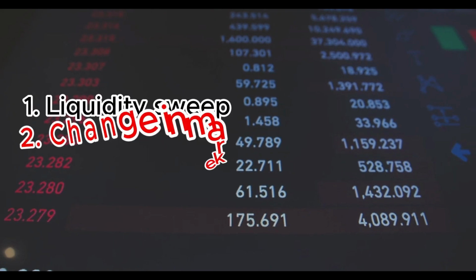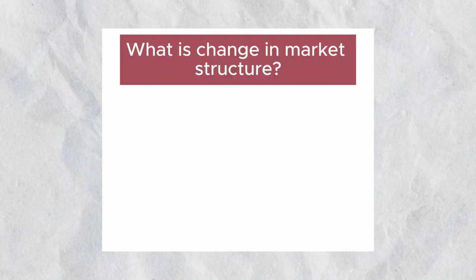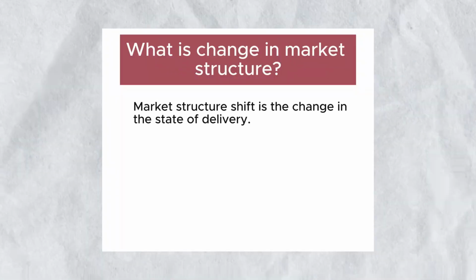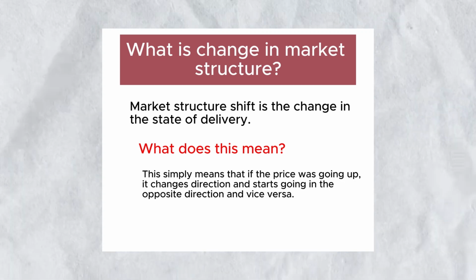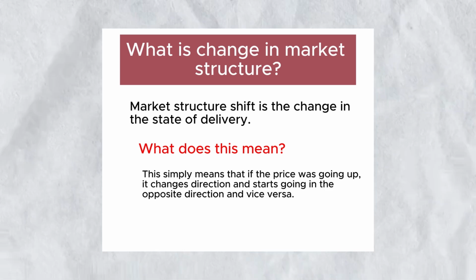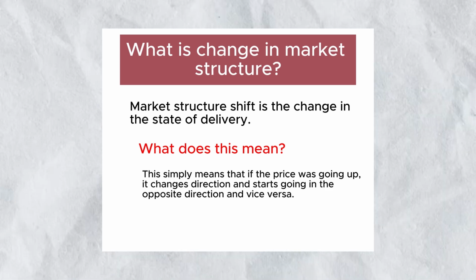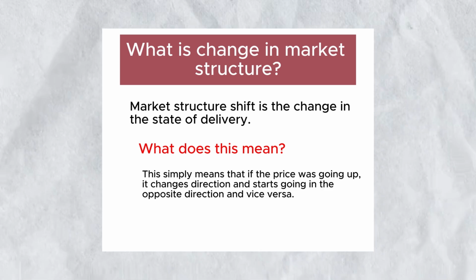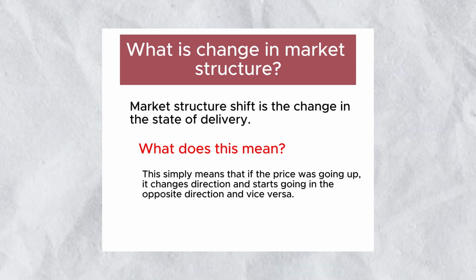The second part of our trading strategy is the change in market structure. So, what is change in market structure? Market structure change is the change in the state of delivery. So, this simply means that if the price was going up, it changes direction and starts going on the opposite side. If the market was going down, this means that it changes direction and starts going in the opposite side.